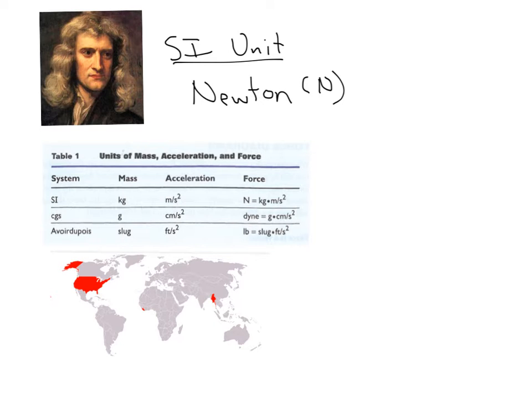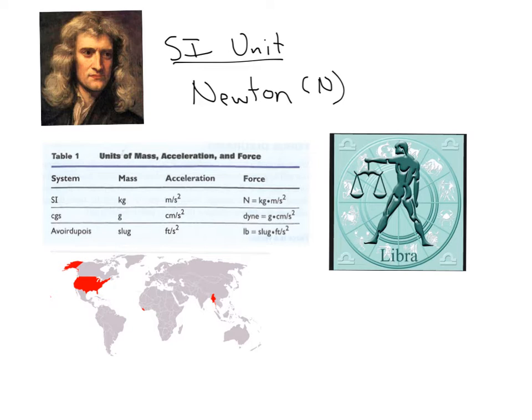You might wonder, where does the word pound come from? It actually comes from the Latin libra, which means to weigh, and we use the abbreviation LB. So if you ever wonder where LB comes from, it's from libra. Some of you have an astrology sign that is Libra, which is interesting.